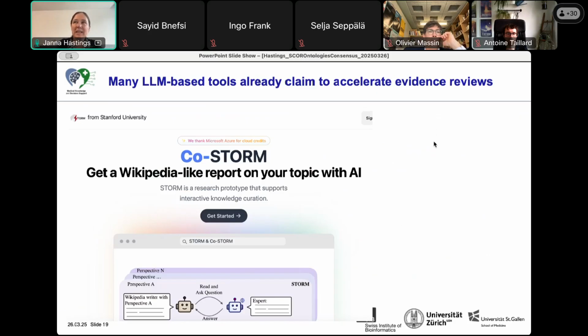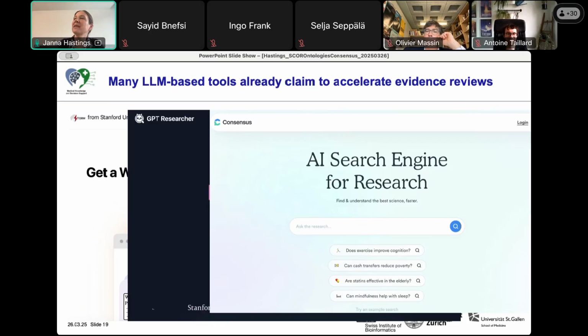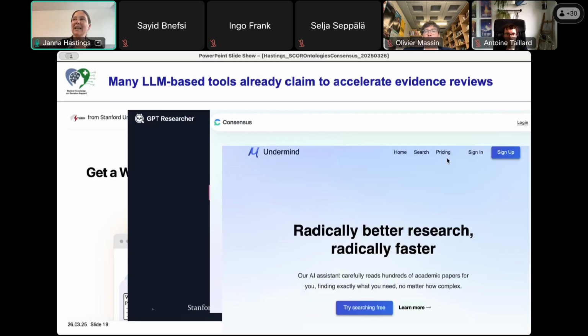So here's one which is more academically oriented. Storm, get a Wikipedia-like report on your topic with AI. GPT Researcher says, say goodbye to hours of research. This is good, right? We could all use some more hours in our life. Consensus, this is, I think, a relatively good one. It offers some nice features. Notice the name, consensus, right? Here we're really doing exciting things. AI search engine for research. Undermine says radically better research, radically faster.